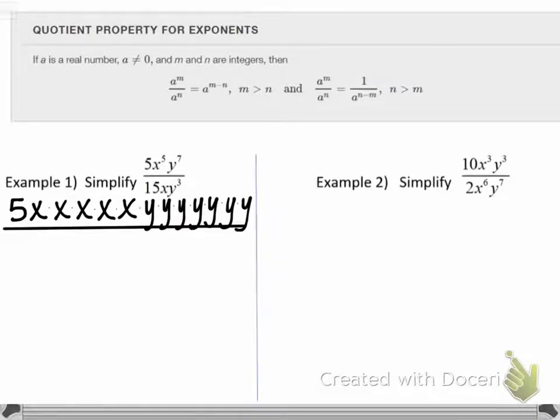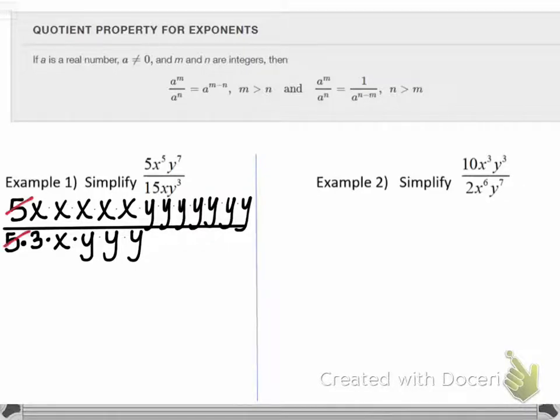Now, in the denominator, I'm also going to write 15 as the factors of 5 and 3. You'll see why I did that in just a minute. And then I have 1 factor of x, and then I have 3 factors of y. The reason why I wrote this out as repeated factors is because now I can divide out the common factors that I see in the numerator and the denominator.